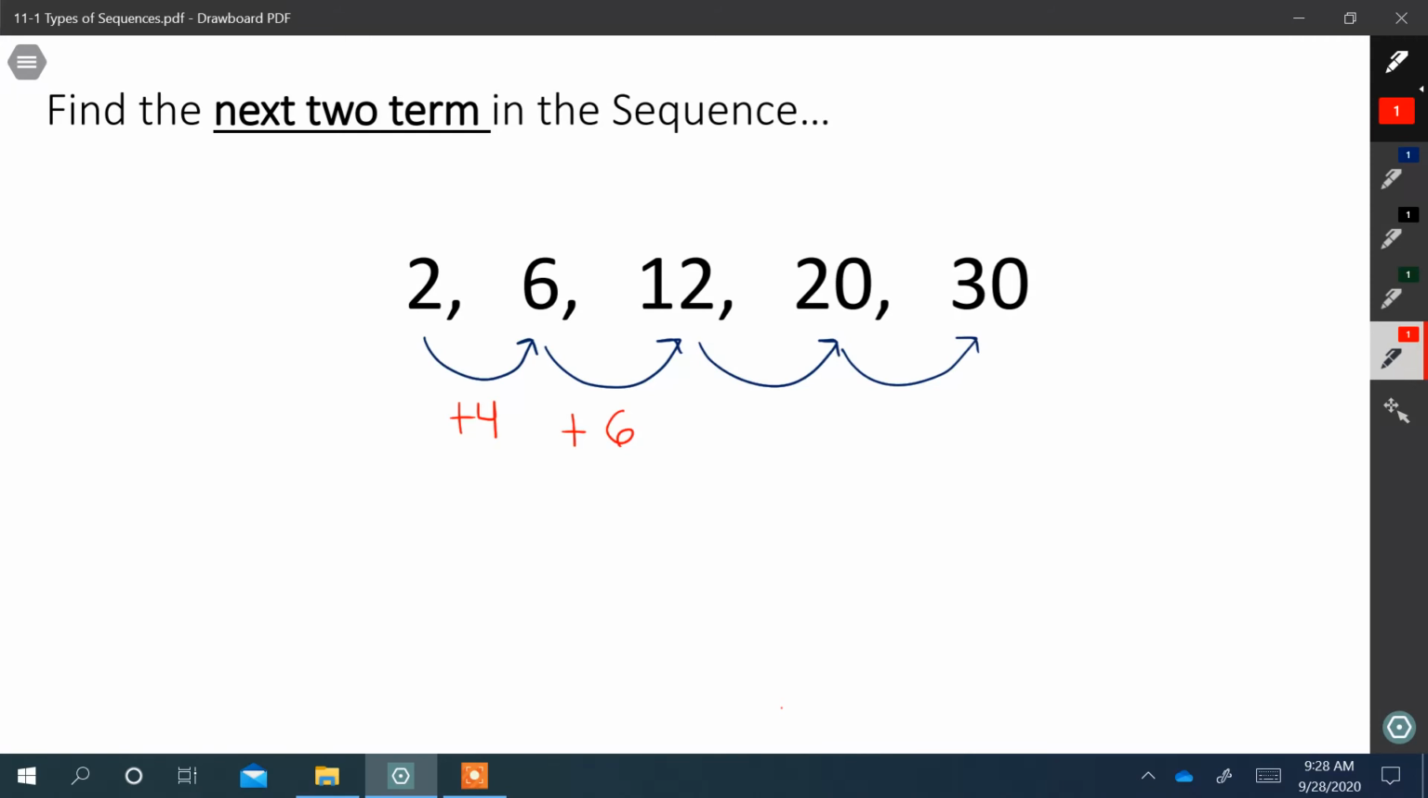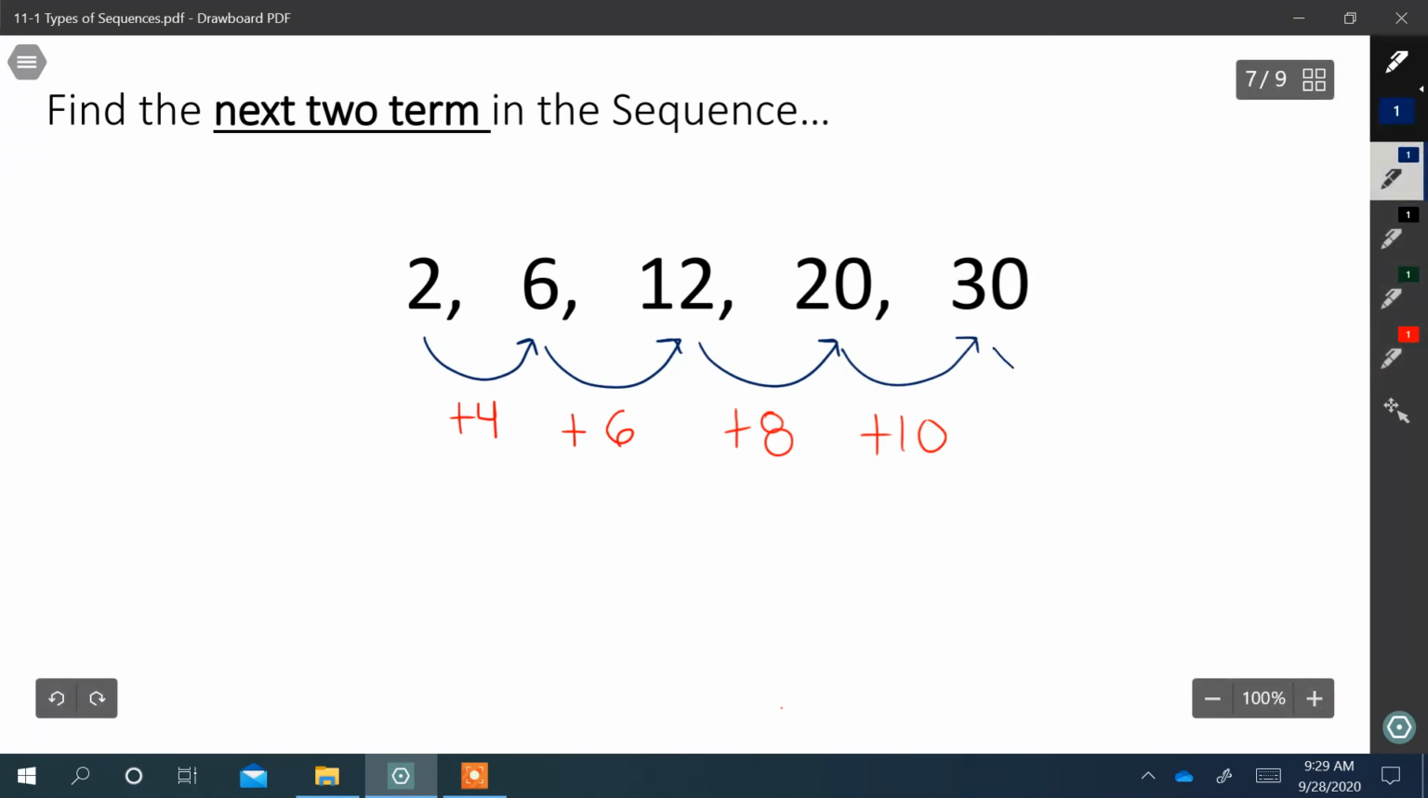But could we see a pattern in here? 12 plus what is going to give 20? That would be 8. Then 20 plus 10 will be 30. Could you see the pattern in here? If you can, tell me what the next number will be.